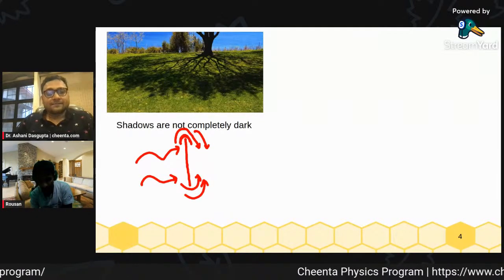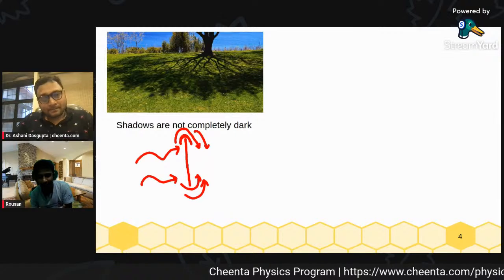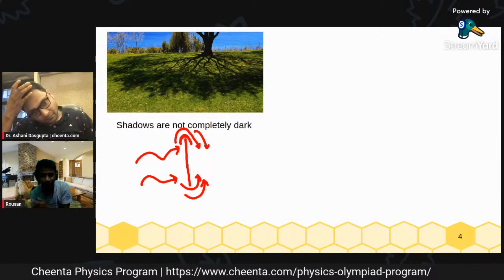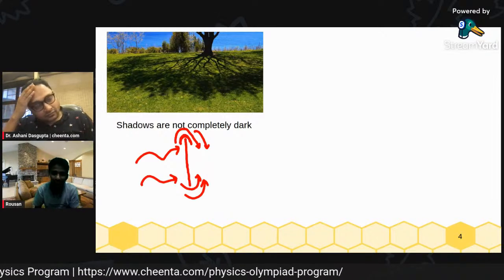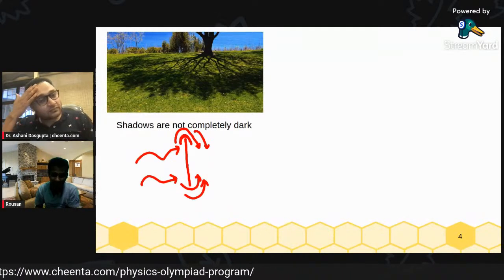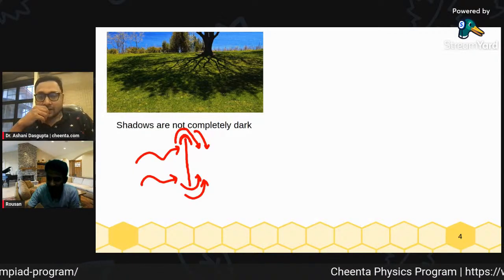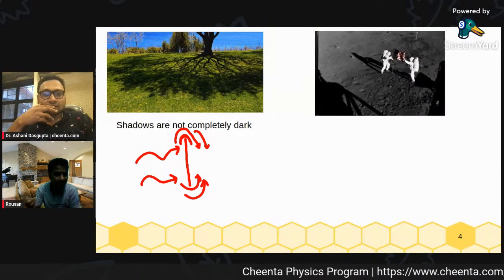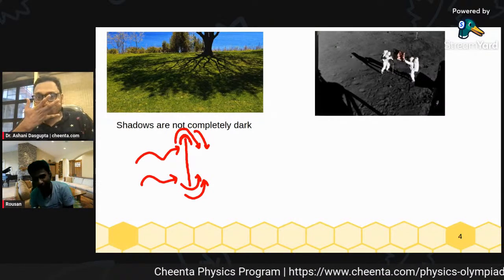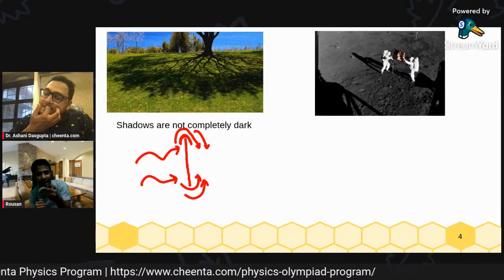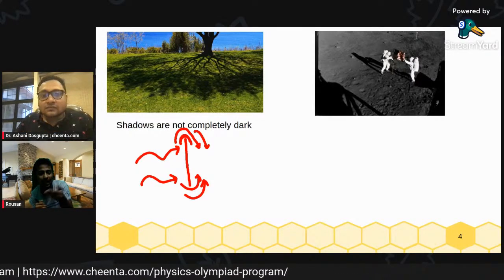So basically, it should be pretty much obvious that normally when we read things, and most of the times in our life, diffraction actually is much more important, right? For seeing different types of things. And this is actually a fact. This particular image is taken from the moon. So here you can see actually that the shadows are much more dark.